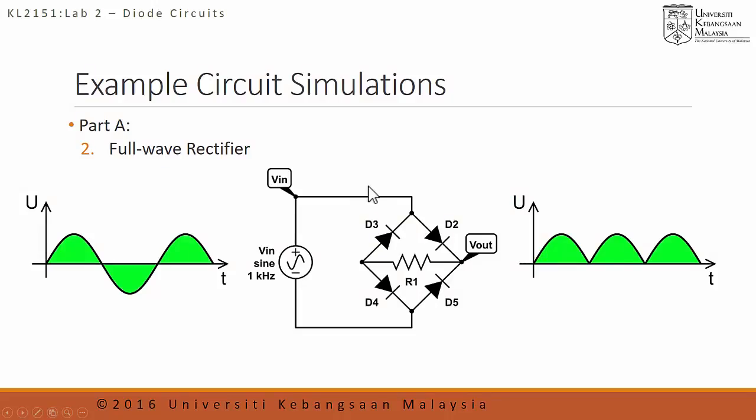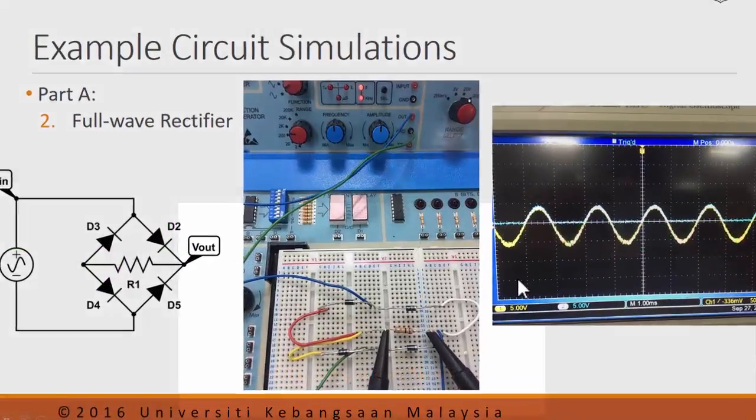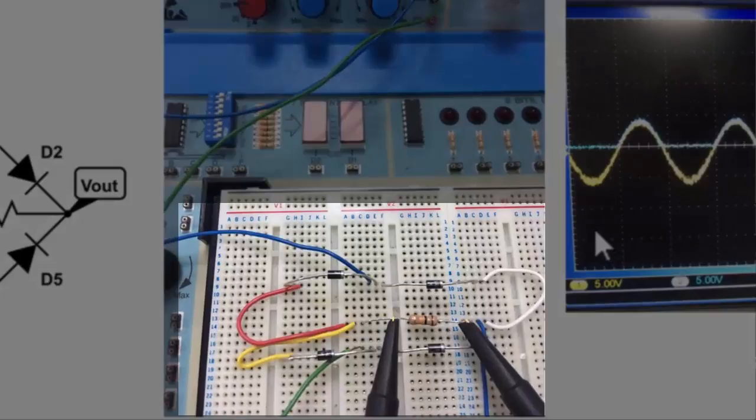Now let's look at the second circuit, which is our full wave rectifier. Like the half wave rectifier, a full wave rectifier rectifies an AC signal, but instead of cutting off the negative half of the AC signal, it converts the negative half into a positive half. So therefore, effectively converting an AC signal into a DC signal. This is how your circuit should be constructed and look like.